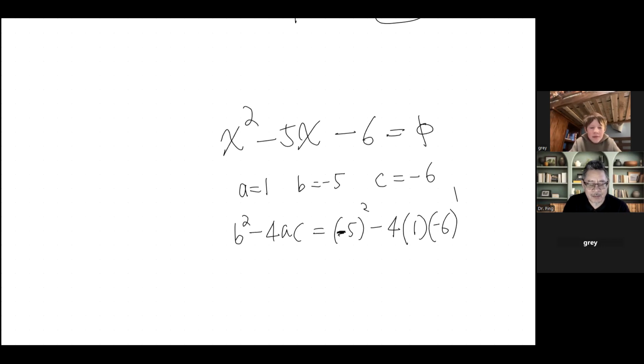So we got b squared minus 4ac, -5 squared is 25. This is a negative, plus 24 is 49. So we know this one has a solution.